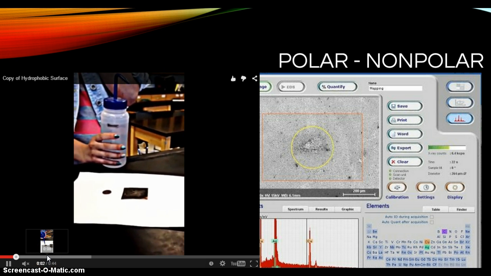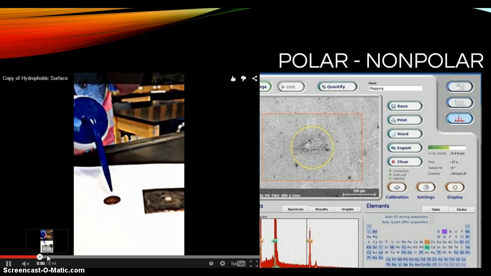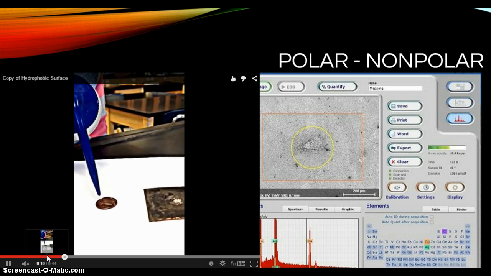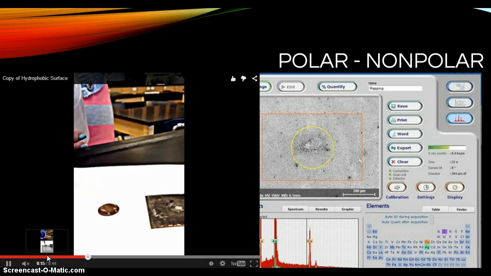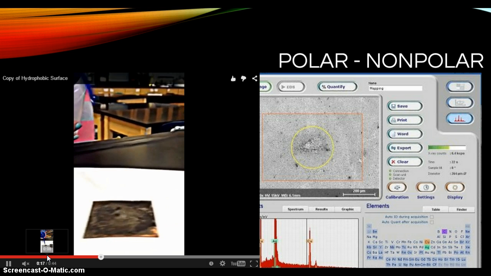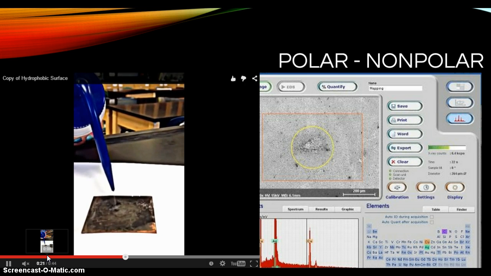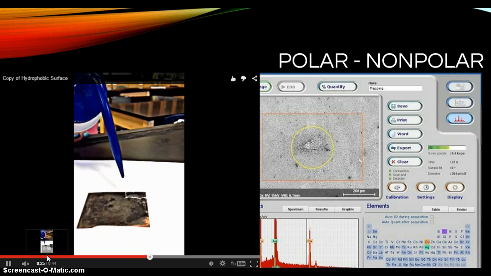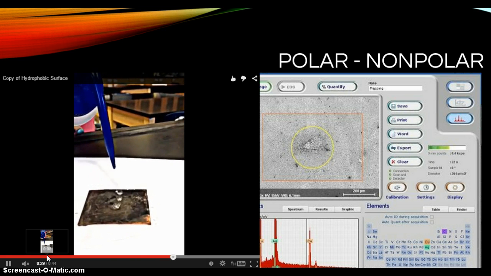So the student will show that the copper penny does not repel the water that is placed upon it. The water accumulates due to the surface tension on the penny. But then the student sprays the water onto the treated copper plate, and you can see the repulsion of the water from the surface because it is hydrophobic.